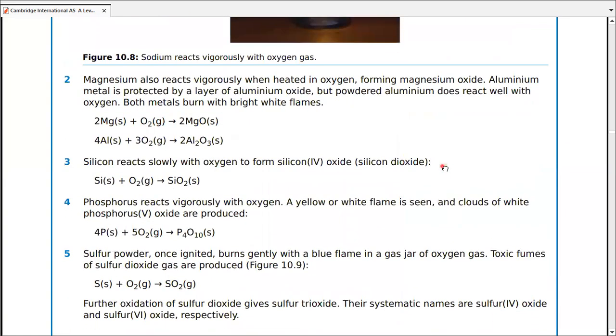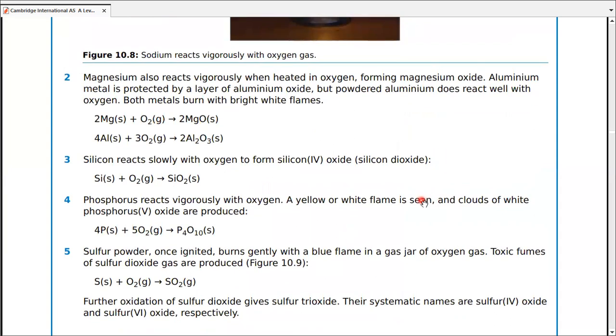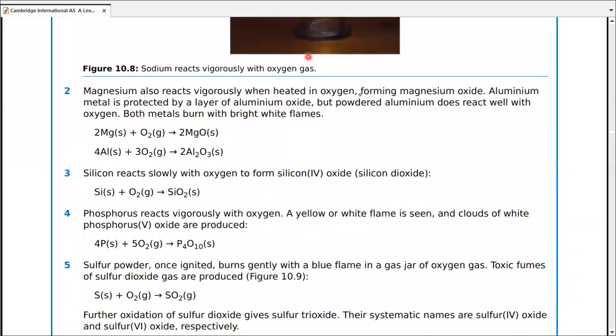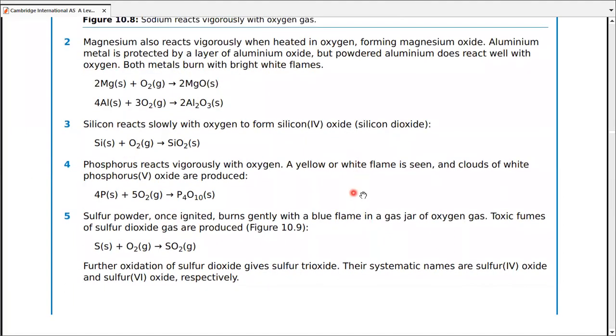But since we are not going to go with sodium peroxide, we stick with this equation and this specific reaction. Now, moving on to magnesium, since we're talking about period 3, so with sodium, magnesium, and so forth, aluminum, silicon, and so on. Magnesium also reacts vigorously when heated in oxygen. It forms magnesium oxide. Aluminum metal protects itself by forming a layer of aluminum oxide, but powdered aluminum does react well with oxygen. Both metals burn with bright white flames. Remember, you need to be very specific with flame colors, and flame colors have been a part of past papers. You are also doing this specifically for paper 3 and 5.